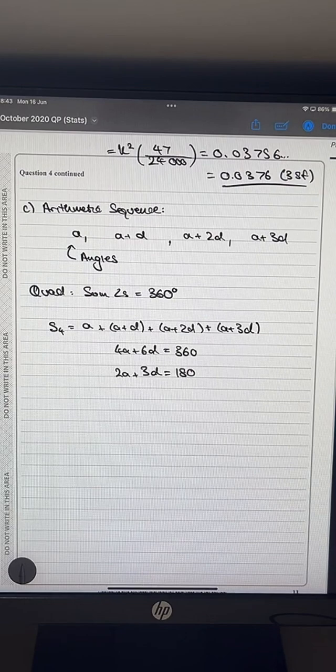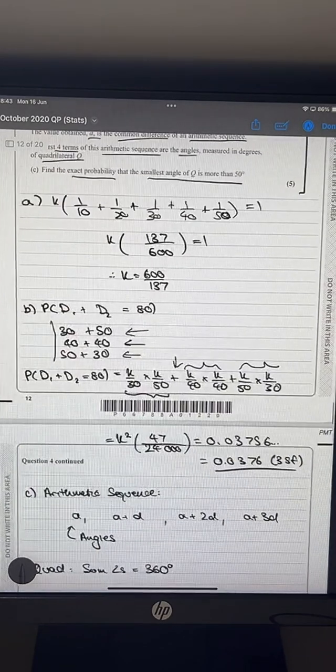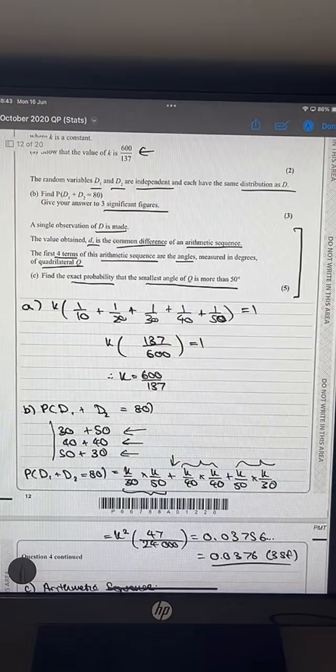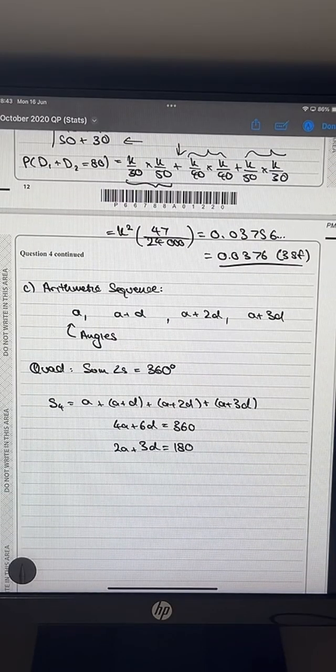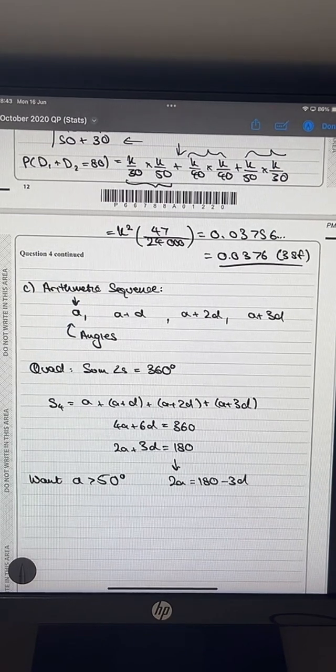And now I'm going to go back to the question. So this is all I know. Now I'm going to see, what can I do next? Find the exact probability that the smallest angle of Q is more than 50 degrees. What is my smallest angle of Q in the sequence? A. So we want A to be greater than 50 degrees. So looking at this, we have 2a plus 3d equals 180. If I just rearrange that, I get that 2a equals 180 minus 3d.